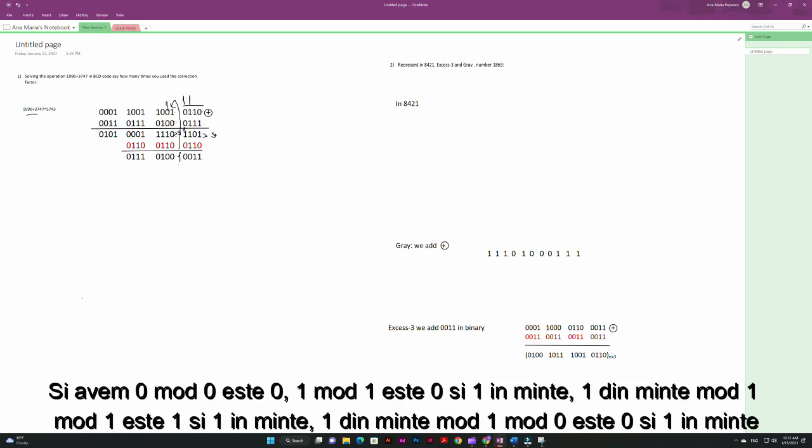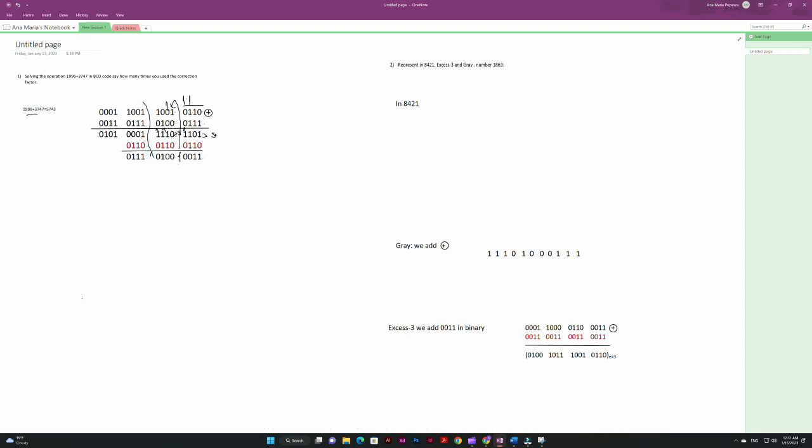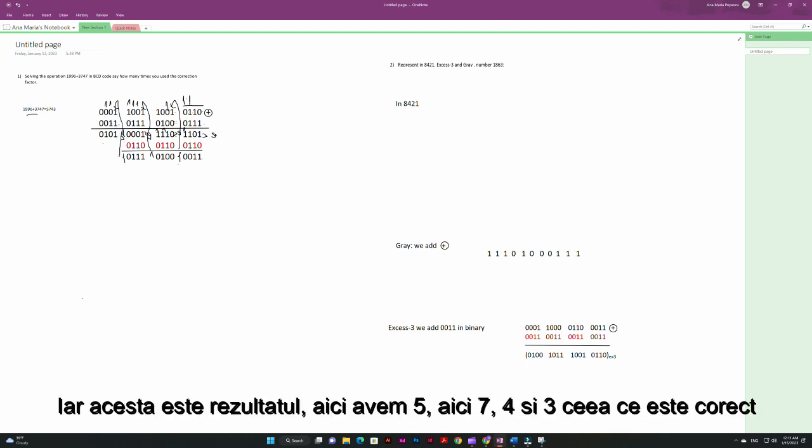And we have 0 plus 0 is 0, 1 plus 1 is 0, and 1 in mind. 1 of the mind plus 1 plus 1 is 1, and 1 in mind. 1 of the mind plus 1 plus 0 is 0, and 1 in mind again. Then we continue adding the remaining bits with carries, applying the correction factor once more, and 1 of the mind from here. And this is the result.